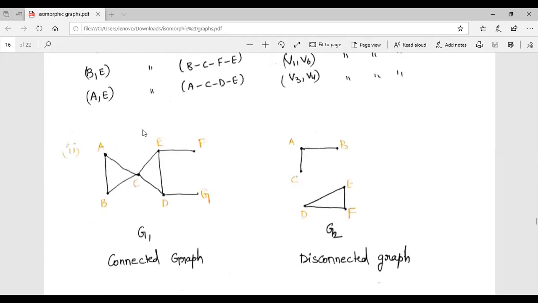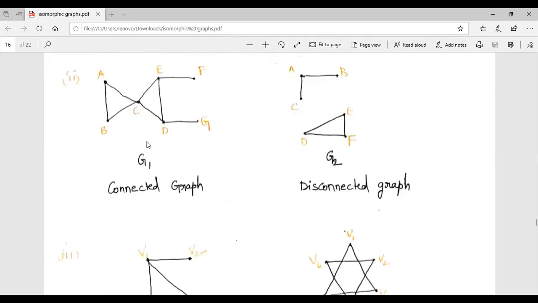Another example. Look at this G1. If we take two vertices, A to Z, the path is A to C, C to D, D to Z, or else A to B, B to C, C to D, D to Z. So there is a path from A to Z. If we consider C to Z, there is a path C to D, D to Z. C to F: C to E, E to F. So there is a path from B to F also: B to C, C to E, and F. So this is a connected graph.